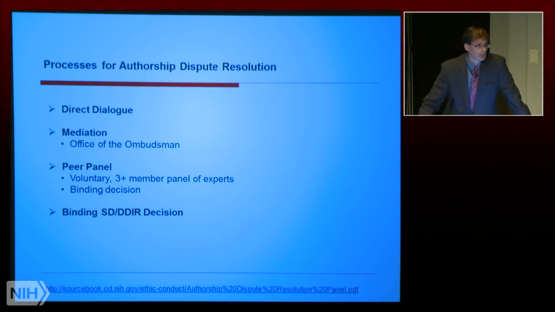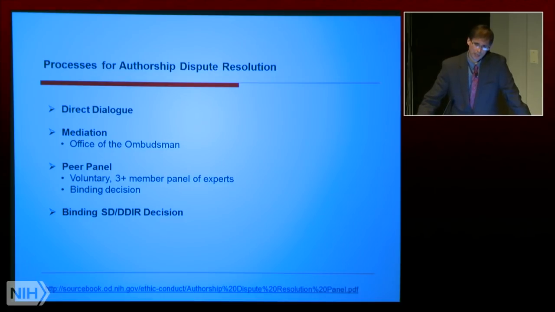Besides direct dialogue with the members, which probably 85% of the time works, if that doesn't work, then you can go for mediation. There is an NIH ombudsman who can help mediate these types of disputes, hear the sides, get them to understand and be reasonable with each other. But if you still can't get to the bottom of it, then you can go to this peer panel, which is basically a voluntary 3 or 5 member panel. It has to be an odd number so that you can't have a tie.